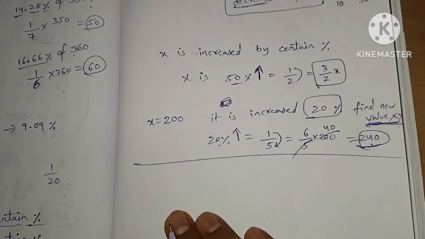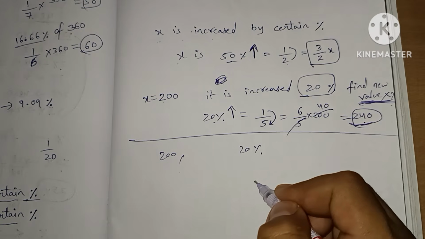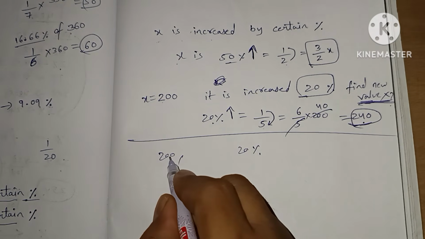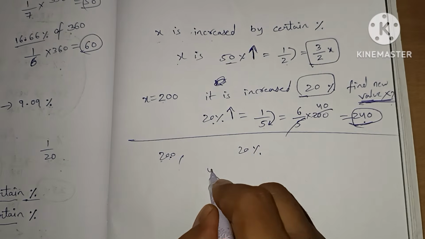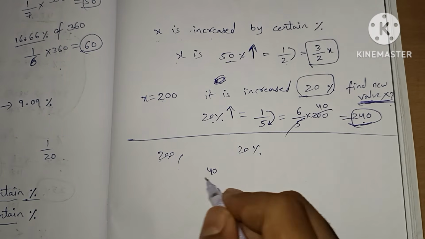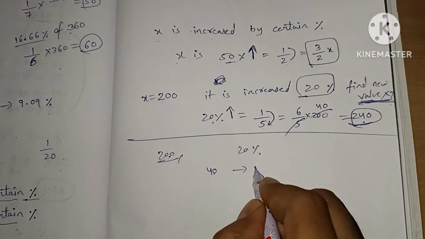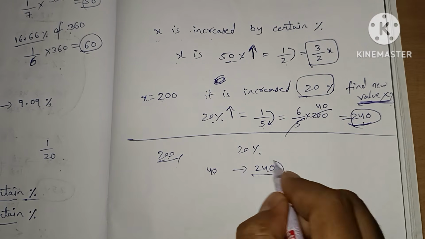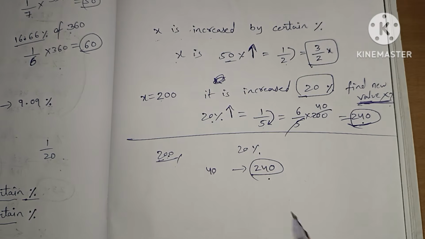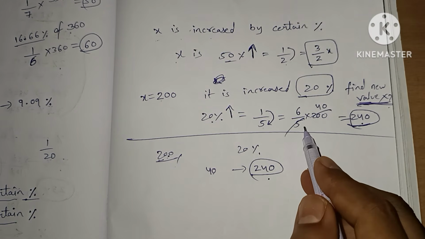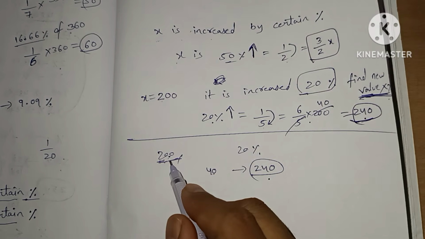This is the basic traditional method. For the mind calculations method, the value is 200. 20 percentage increased, we know that 10 percentage value is 20. 20 percentage value will be 40. Increased means we add 40 to the given number, we get 240. This is what we do in mind calculations. What we do is the same as the traditional method, but we go directly with the percentage here.